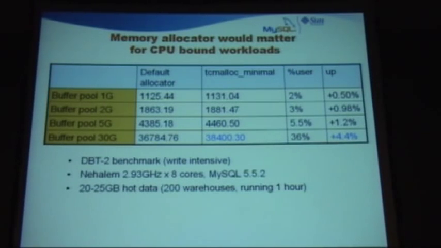The memory allocator matters for CPU bound workloads. Many folks have done benchmarking, say sysbench read-only benchmarking and other benchmarking. This is the DBT2 benchmark. When the server is disk I/O bound, there is no difference, because the memory allocator difference is negligible. But when it is CPU bound, the memory allocator might matter. In this case, about 4.4% improvement.